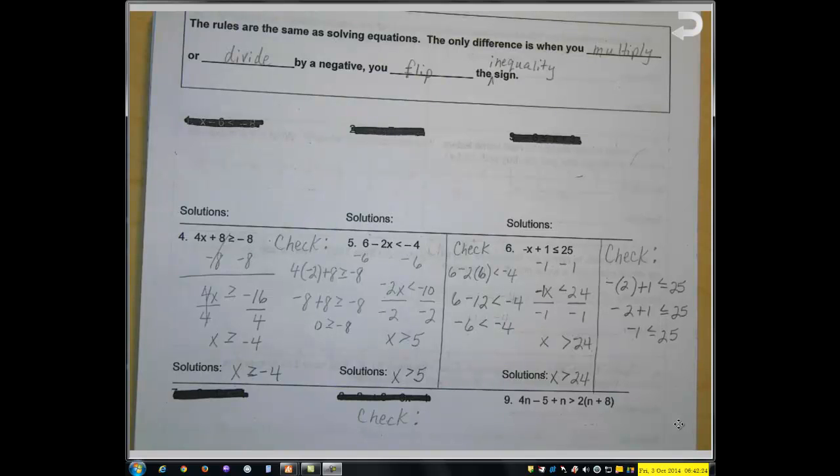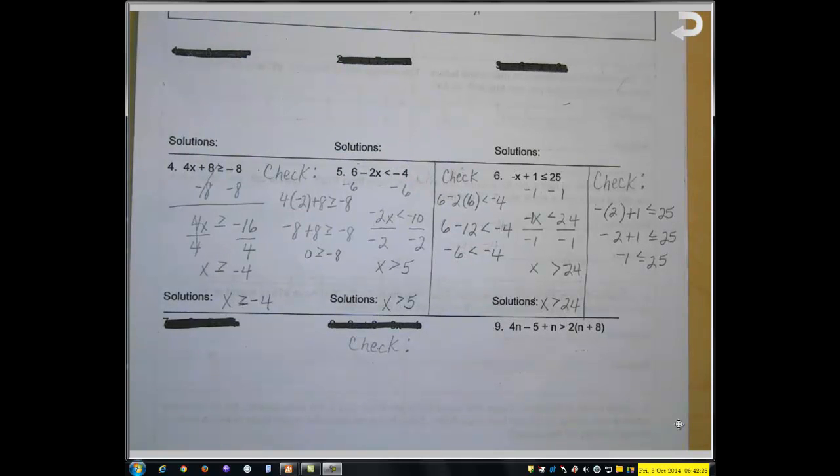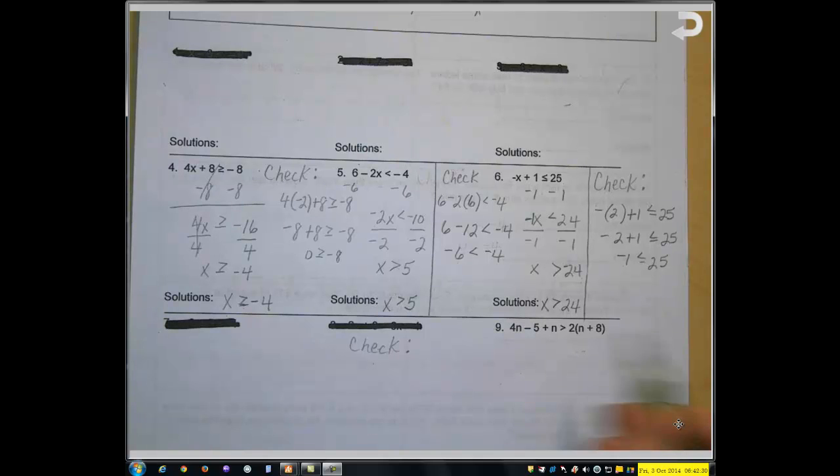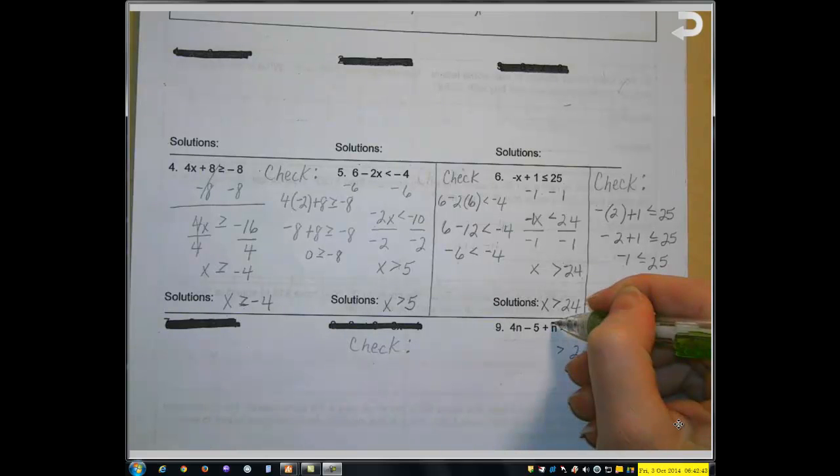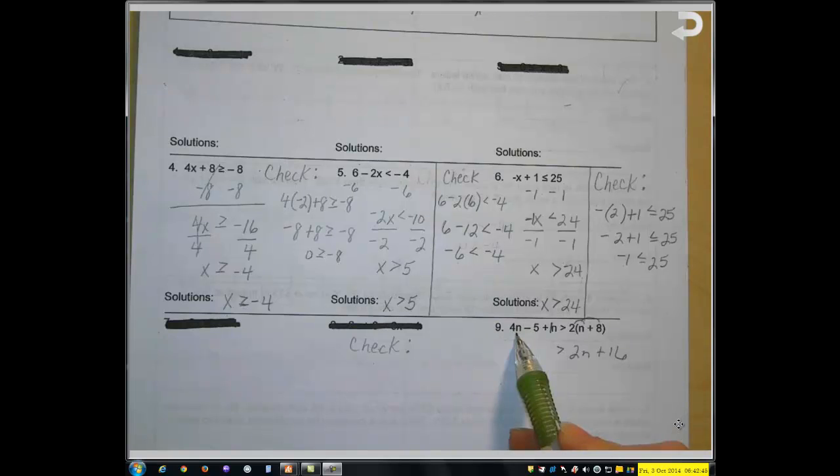Okay, let's go to our last example. So we're going to have to start with distributing on the right side. So 2n plus 16. On the left side of the equation, we can go ahead and combine our like terms. 4n plus 1n is 5n. Bring down the minus 5.